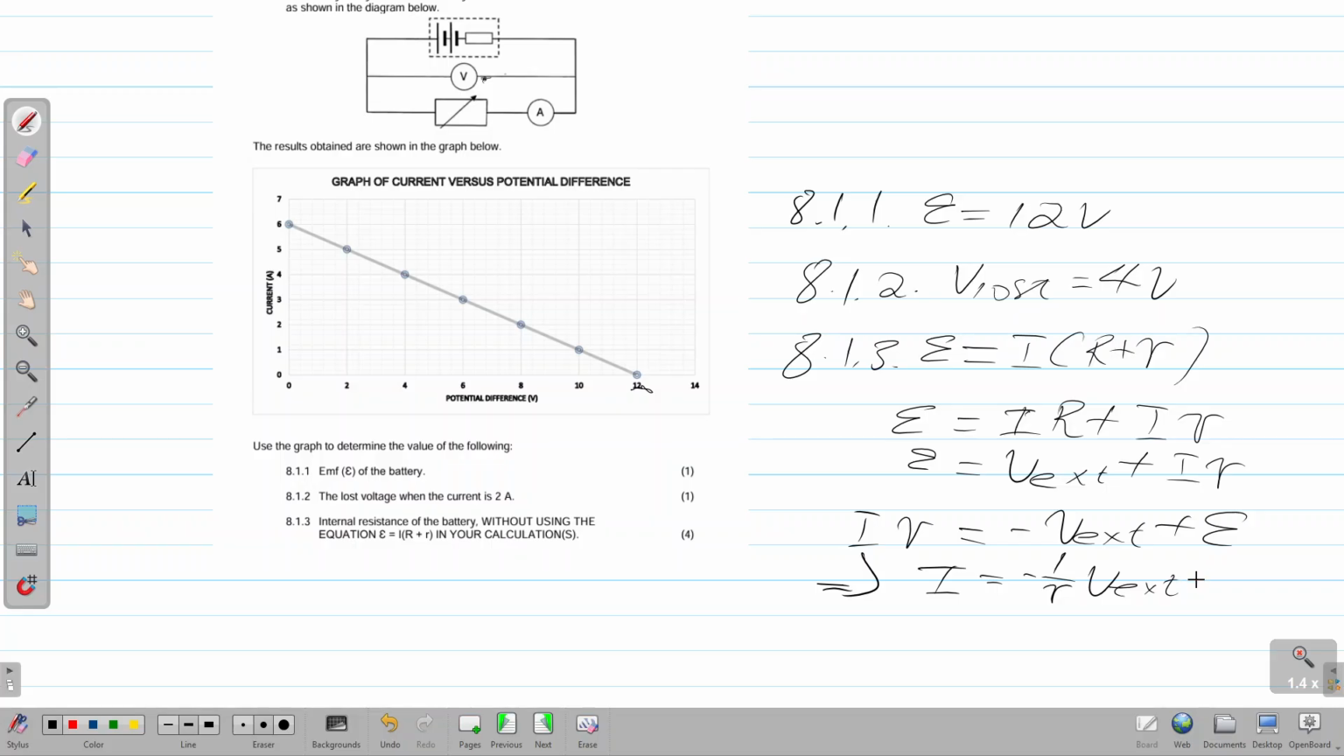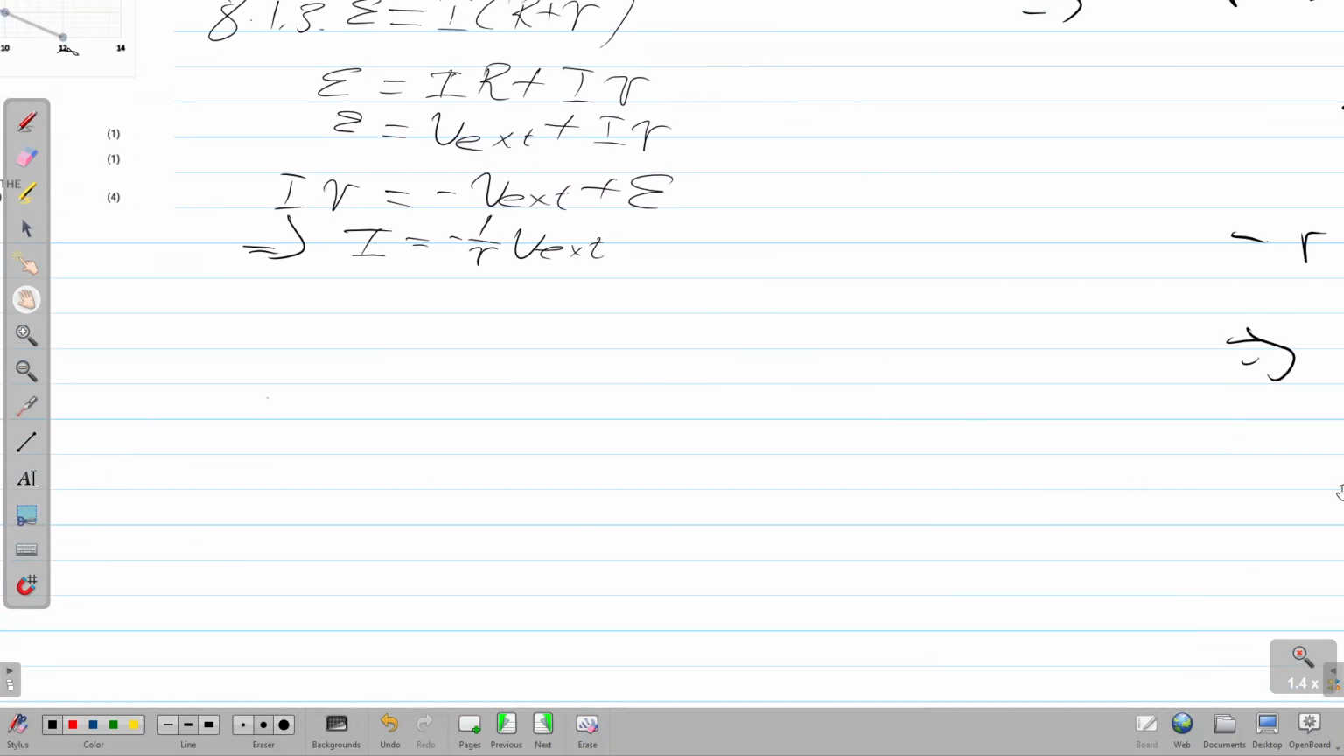I have lines, but I'm writing in an interesting way. But anyway, you will have to excuse that as well. Plus E over R. Okay, so this is my y. So now it's in the form y is equal to mx plus c. My y is I. My m, which is exactly what I want, is minus 1 over r. My c is e over r. So I'll just write that m is equal to minus 1 over r.